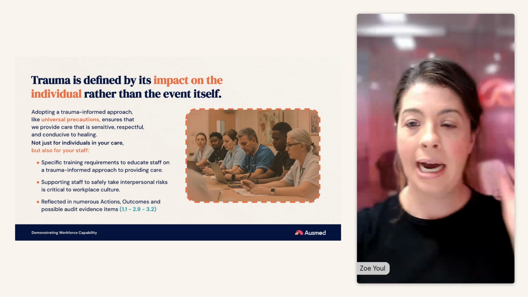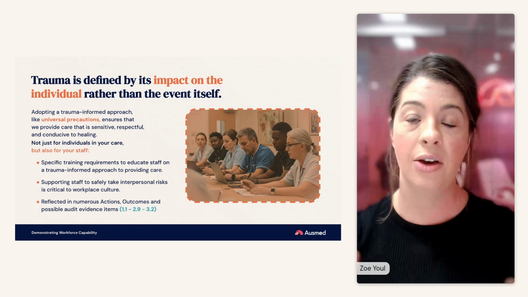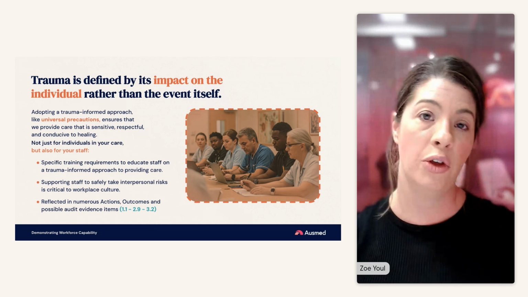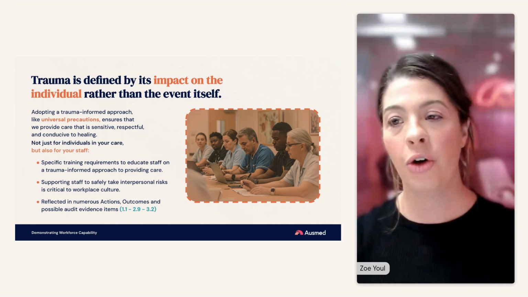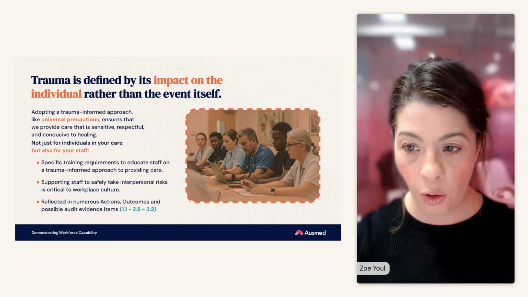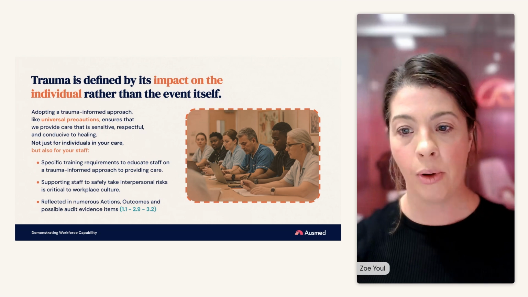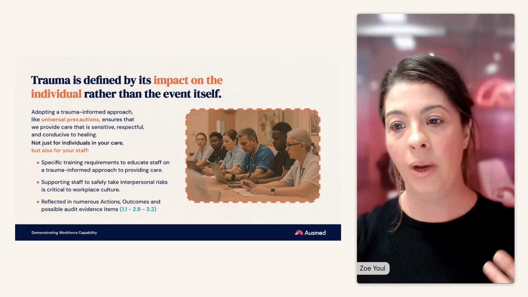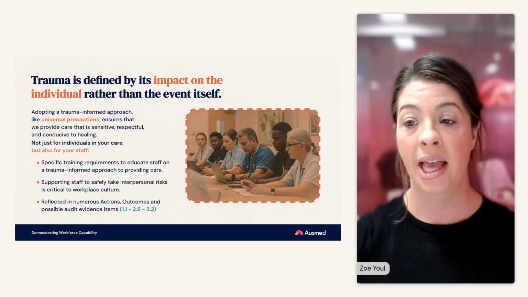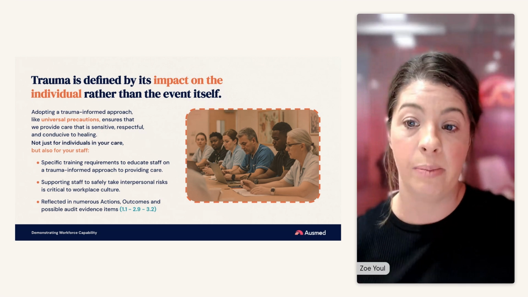So a couple of other key points about trauma is that if you think of universal precautions, we can't see trauma, so we don't know who needs to have a trauma-informed approach. Therefore, we have a blanket rule that we need to have this approach because we need to provide everyone care and engage with people in a sensitive and respectful manner.